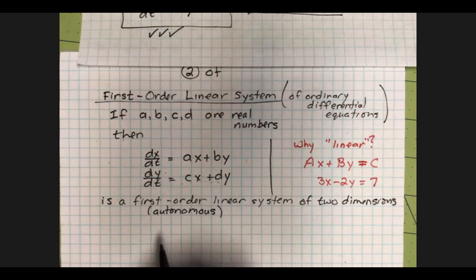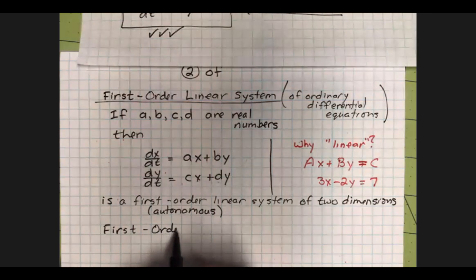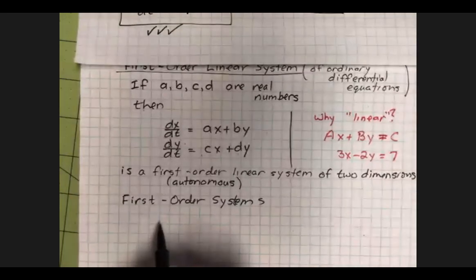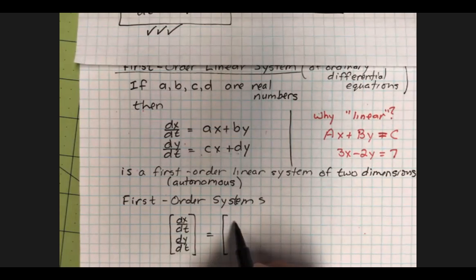So remember, we also looked at first order systems in the context of a vector field. So what's the vector field in this problem? I could rewrite that as dx/dt, dy/dt. I'm gonna abstract this all the way out. And then I could rewrite that as dx/dt is ax plus by, and dy/dt is cx plus dy.